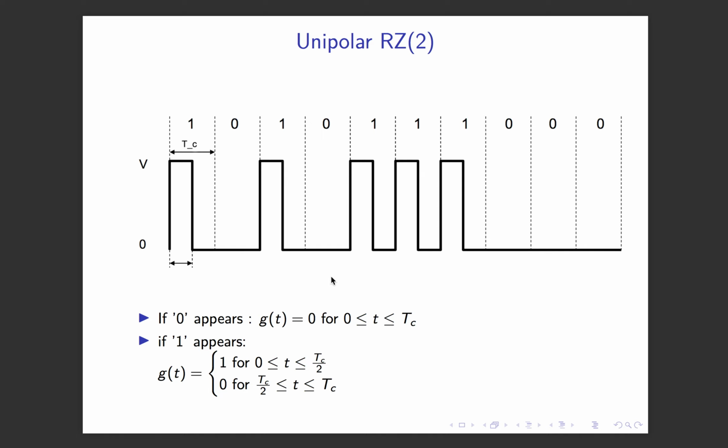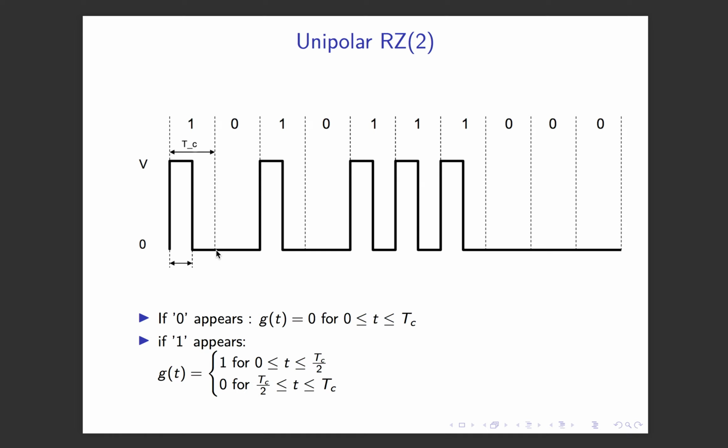if 0 appears, it will be 0 for the entire length of the bit. If there is 1, it will remain 1 for half of the time, that is Tc/2, and then it will be 0.